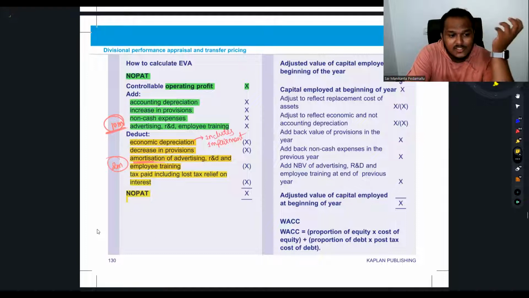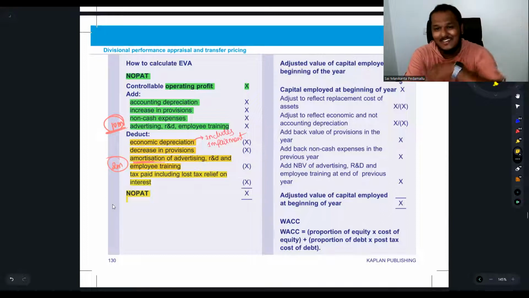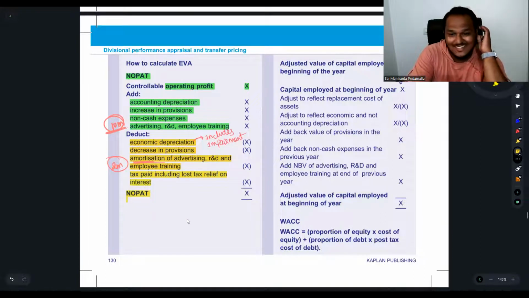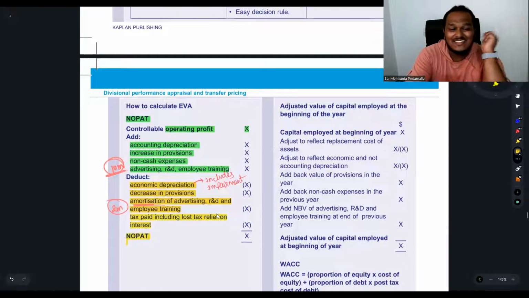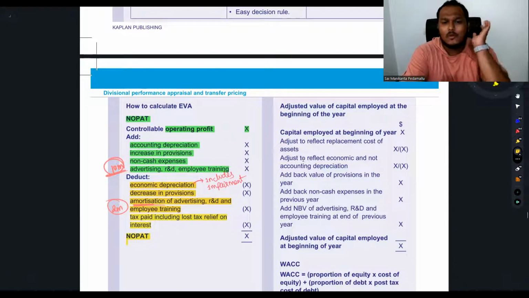Capital employed calculation. Now I explained the left side portion of it. So now you tell me that sir, left side is fine, we are worried only about the right side part of it. Okay, no problem. Let's see the capital employed portion also. We'll talk about that also.